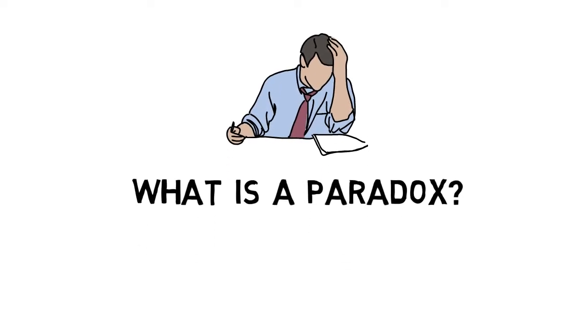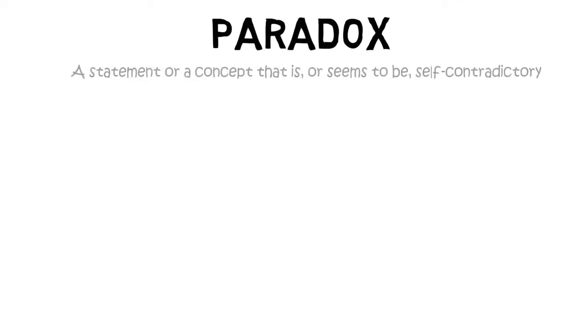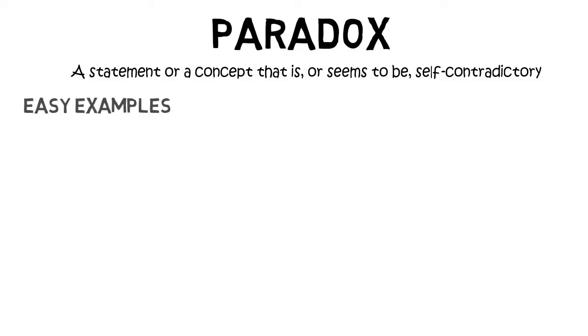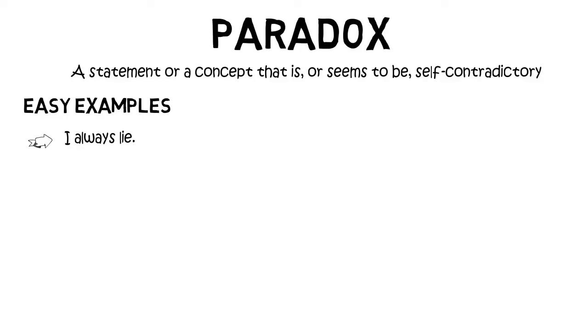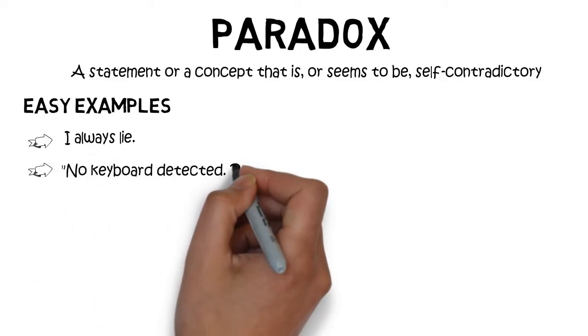What is a paradox? Well, a paradox is a statement or a concept that is or seems to be self-contradictory. So here's some easy examples. I always lie. Now, if that's true, then it's not true. That's an example of a paradox.